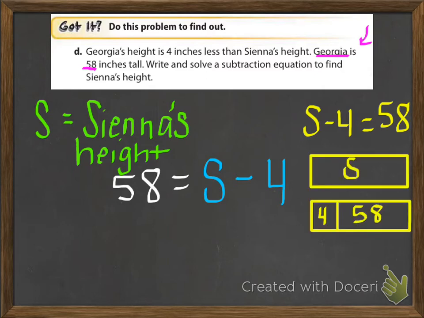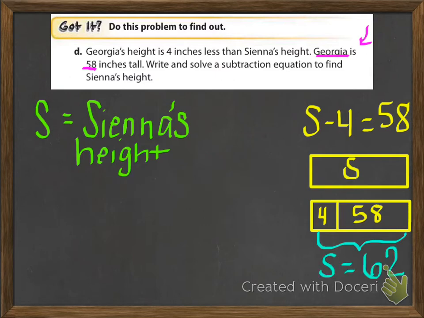As you can see in the model that I've drawn here, you've got Sienna's age, which is the whole bulk, that top bar right there. And then you have Georgia, which is the 58. And then you have that Sienna, the total, Sienna minus 4, is going to give you the 58. So now to figure out what that whole bar is, you're going to just go ahead and add 58 to 4. So 58, 59, 60, 61, 62.